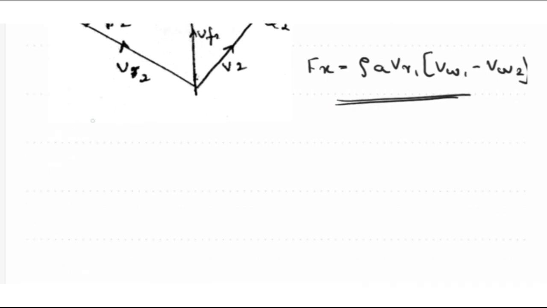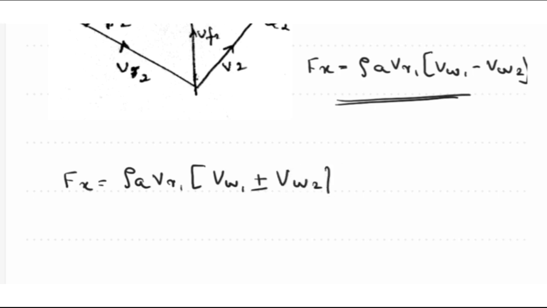So in general, we can write an equation for force exerted in the direction of motion of jet as rho into A into Vr1 into Vw1 plus or minus Vw2. So when alpha 2 is acute angle, it will be Vw1 plus Vw2. When alpha 2 is 90 degree, Vw2 will be equal to 0. When alpha 2 is obtuse angle, it will be Vw1 minus Vw2.